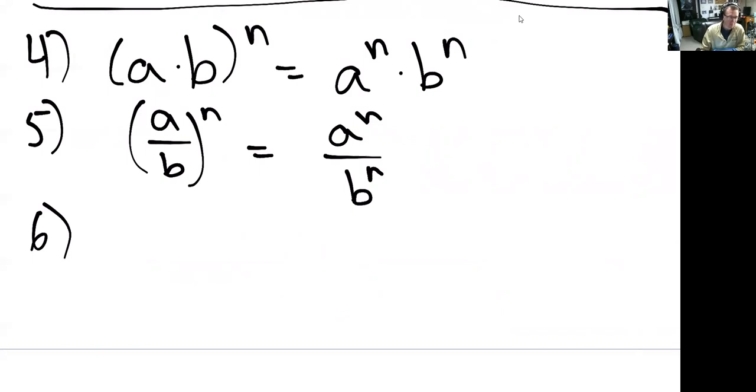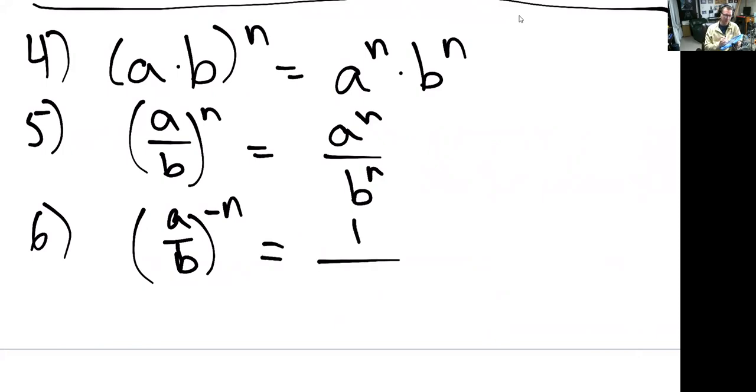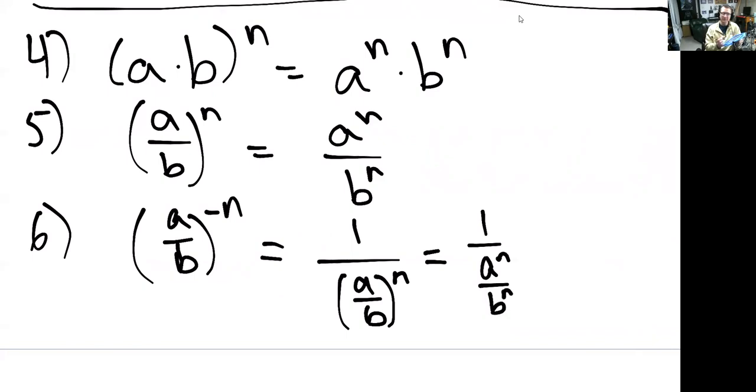The next one says what to do if you've got a negative exponent on a fraction. I'll let you just think about that. So we've got a fractional base raised to a negative exponent. The rule we saw earlier said to change the sign and put it in the denominator. Rule number five says that we can distribute that power, so let's do that: 1 over a to the n over b to the n. So this is a compound fraction now. You've seen this before. We're going to multiply by 1 to change how this fraction looks.